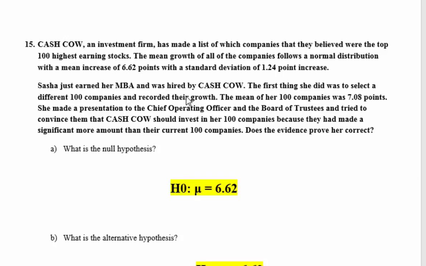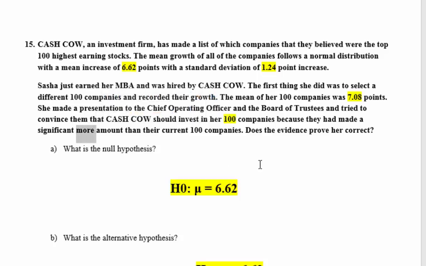Number 15, I'm going to highlight what's important in the problem. So the mean increase, this is what they're calling their mean. Standard deviation, 1.24. So Sasha picks her own. She picks 100 companies. That's your sample size, that's your N. She comes up with a different mean, 7.08. And she states that they can make more, right?